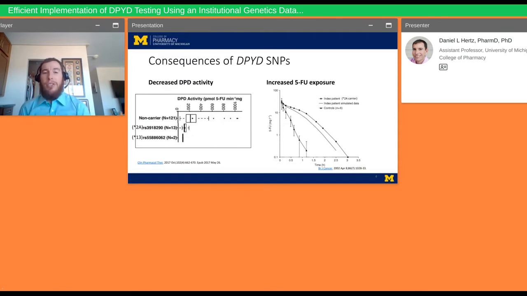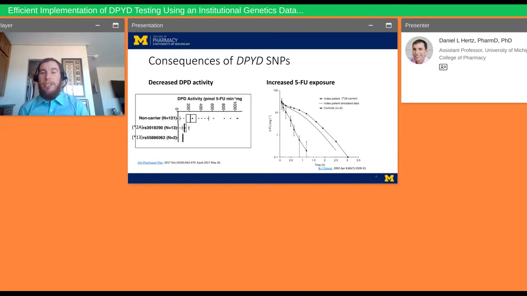This next slide just shows a little bit of the consequences of these low-activity DPYD polymorphisms. On the left-hand side, you can see a figure showing the decrease in DPD metabolic activity in an ex vivo screen. In the top row, you'll see that in 121 samples from non-carriers, their DPD activity ranged from a median of a little over 200. Below that, you'll see the activity in 13 carriers of the *2A and in 2 carriers of the *13 that have much lower DPD activity.